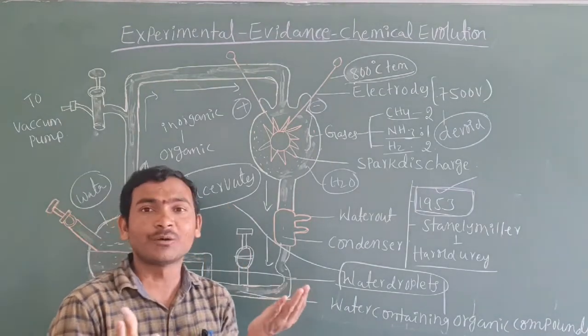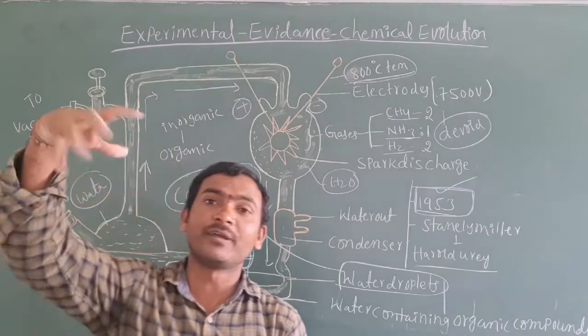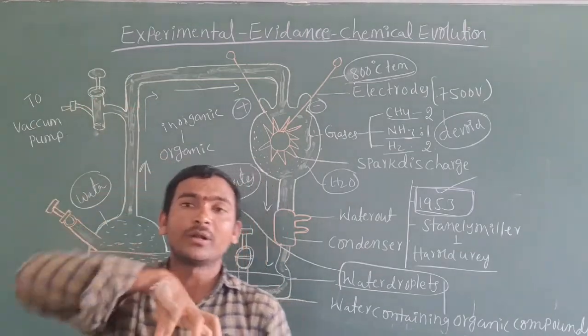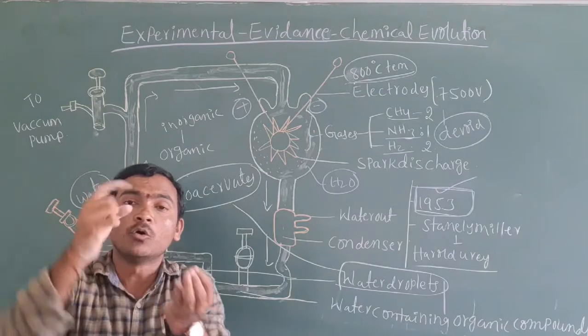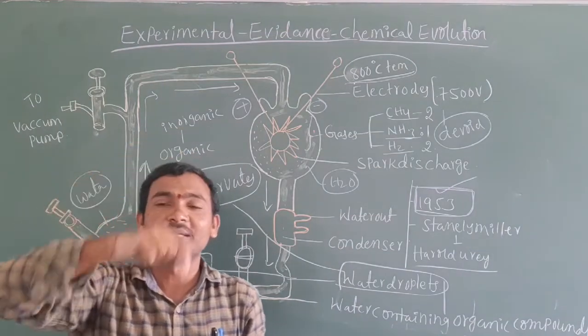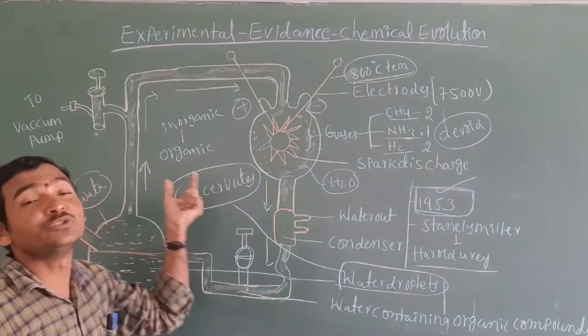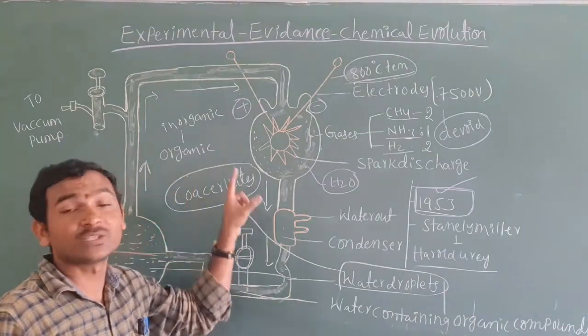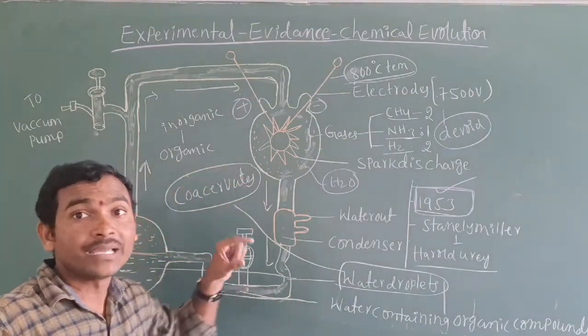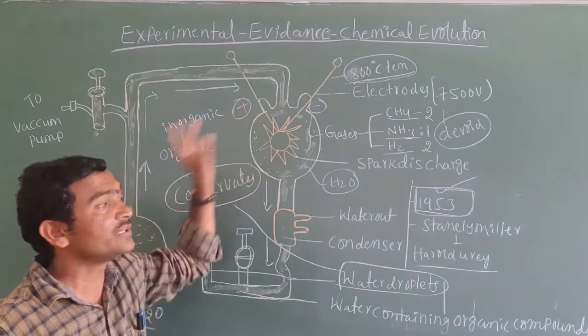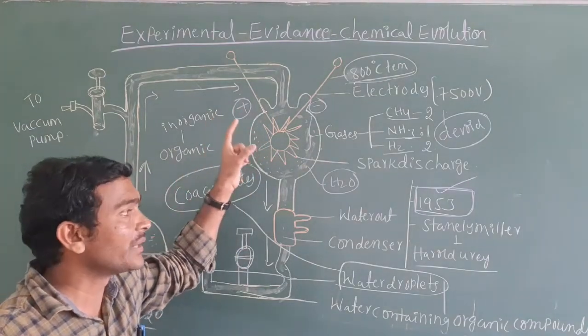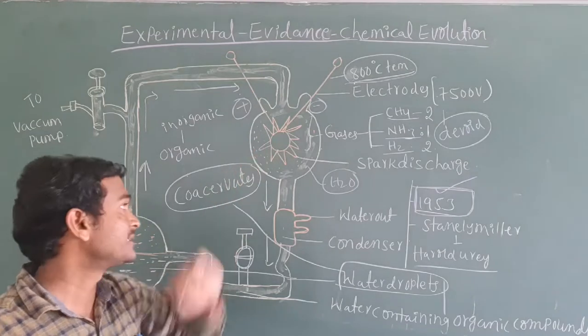For example, take water. When we add oil to the water, what happens? The oil appears like droplets. Like that, here also there are water droplets, which are coacervates. There is no external membrane in the coacervates.